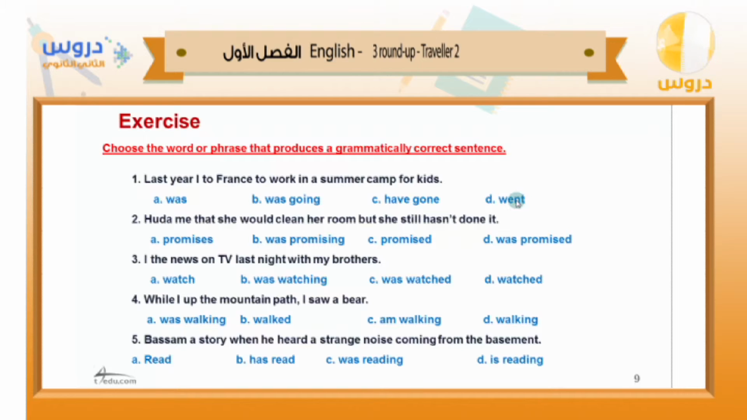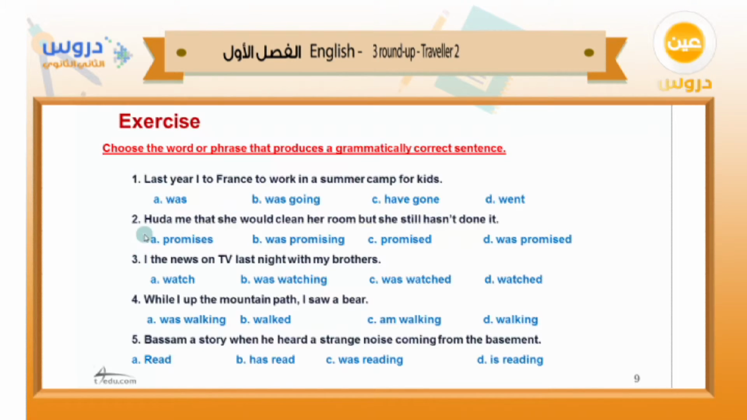I have gone, or I went. Last summer, last year, last week, last month, two years ago: we choose the simple past. So last year I went to France. We put went after the subject because it's a verb. Last year I went to France to work in a summer camp for kids. So D for number 1.